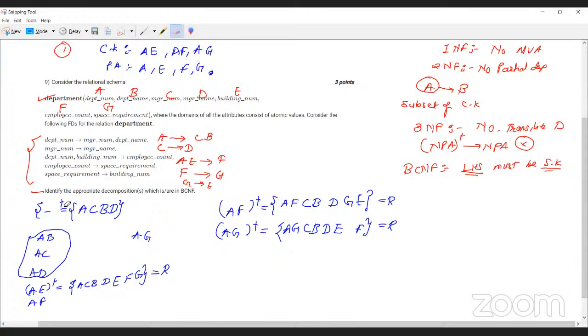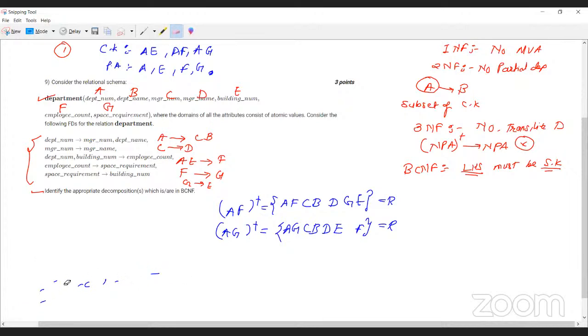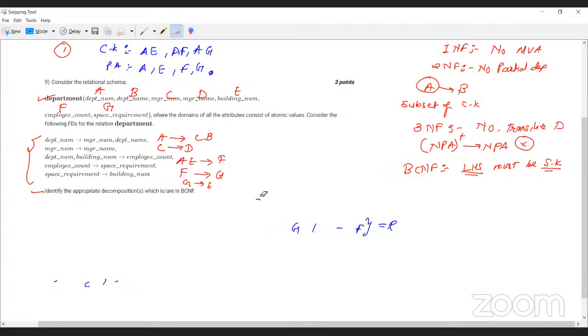Now let us check for the partial dependencies present in any of the functional dependencies. Here you can see if the left hand side consists of a subset of the candidate key. Let us check the first one. A determines CB. A is a subset of a candidate key, and CB is a non-prime attribute. So this is a partial dependency.